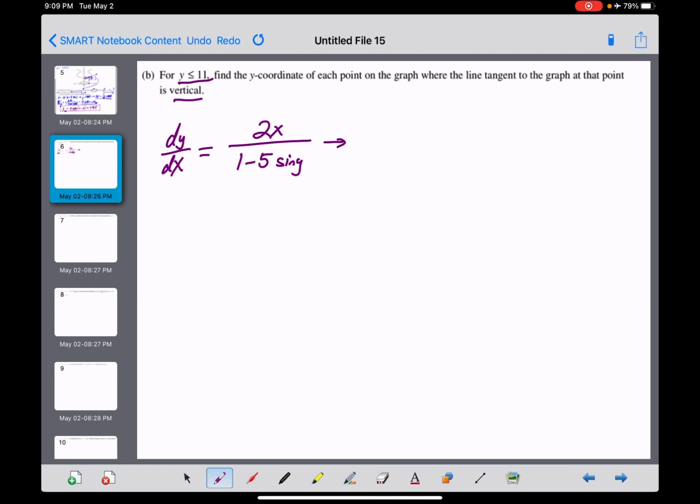Let's think about that, guys. If we want our tangent to be vertical, running this way, that means that our slope needs to be undefined. So we want this derivative to be undefined. This is odd. This is not usually something they want us to find, but that's what they're asking for in this problem. So ask yourself, when is a fractional expression ever undefined? That only happens when your denominator is equal to 0.